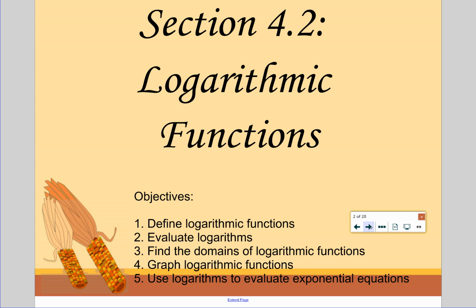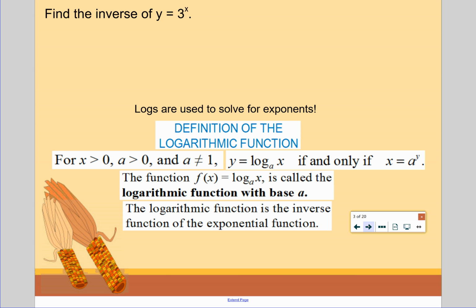All right, logarithmic functions. How many of you remember doing logs before? You learned logs before. How many of you feel like you really know what a log is? Okay, a tree? No, not that kind of log. All right, what are logs? This is 4-2. Logs are logarithmic functions, which are inverses of exponential functions.